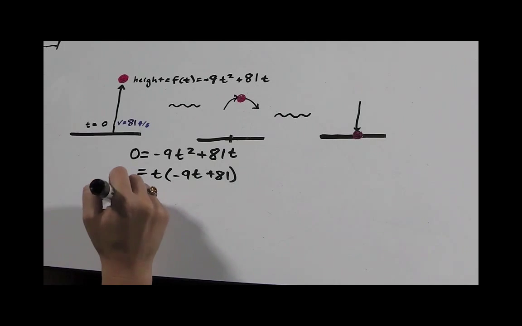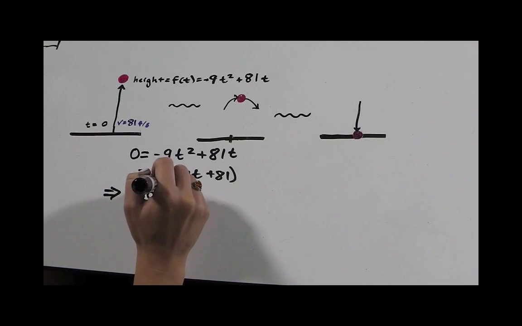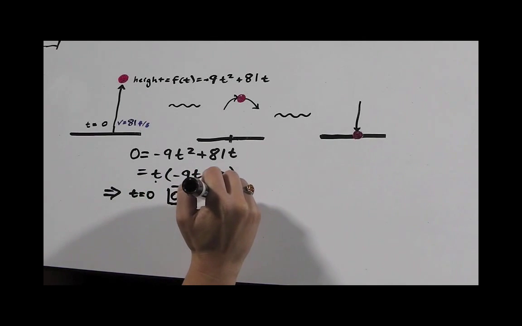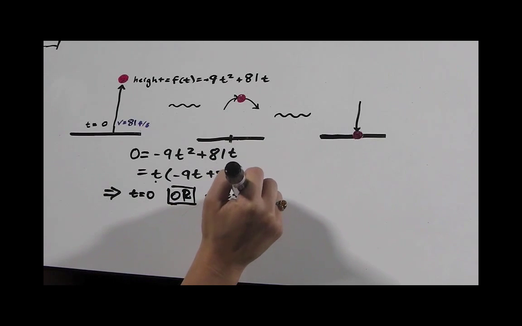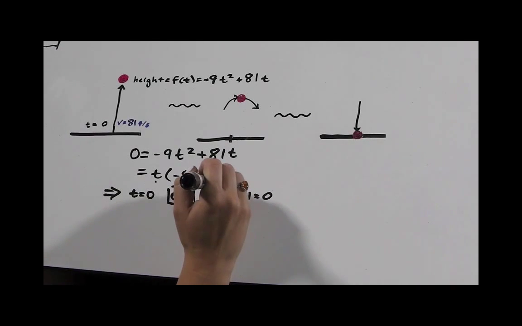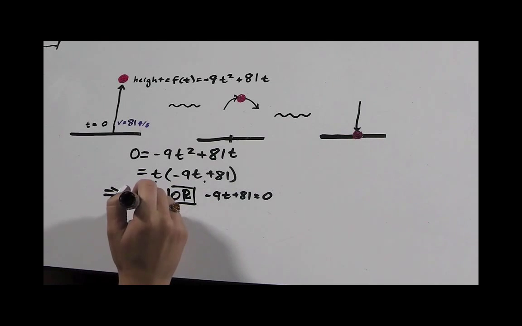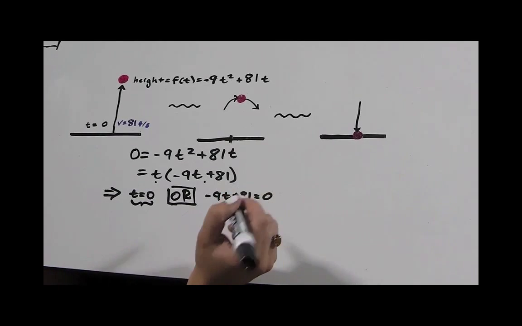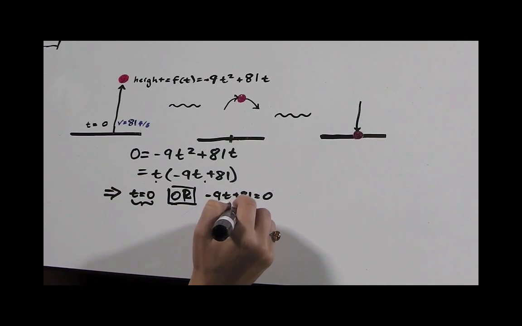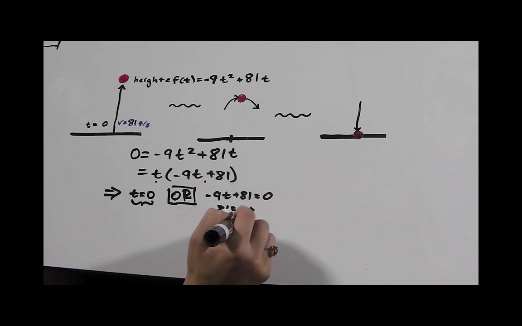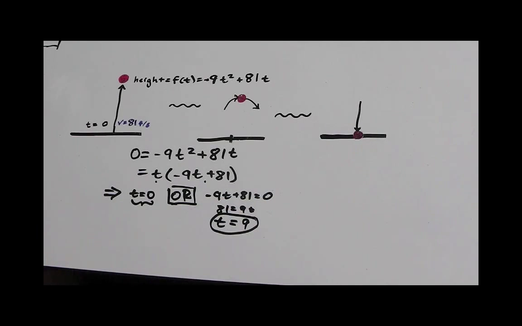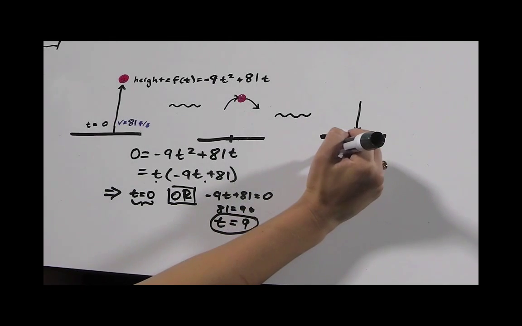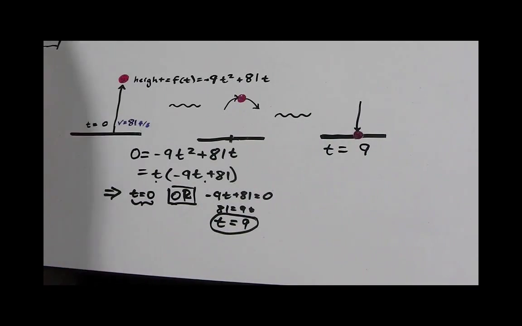And that implies that either t is equal to 0 for this option, or negative 9t plus 81 is equal to 0 using this option. And this requires a bit more solving. This, t equals 0, is the beginning. We already have that down. When the pomegranate hits the ground again, we're going to be at 81 equals 9t, or t equals 9. So t equals 9 is the point when our pomegranate hits the ground. That's t equals 9.